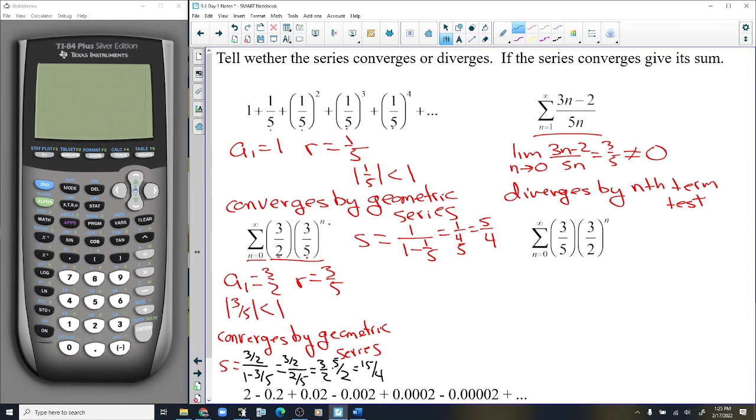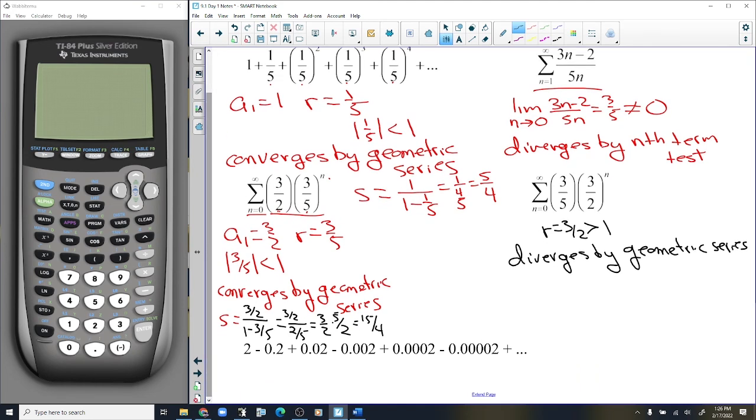This is also geometric. R is 3/2, which is greater than 1, so diverges by geometric series. And we don't find the sum. Sum's infinity. It's infinite.